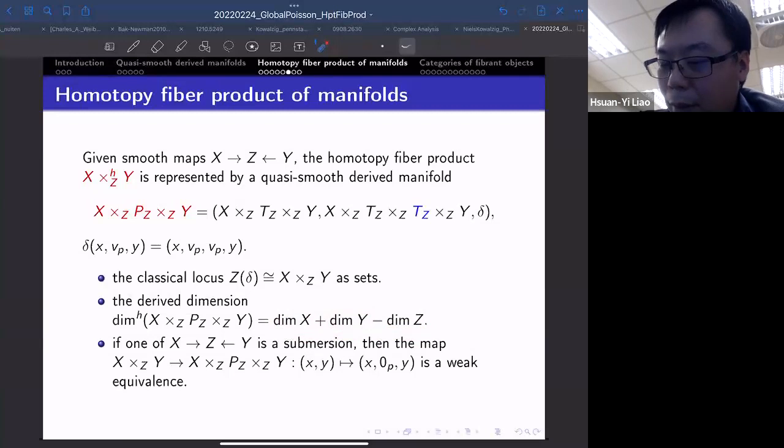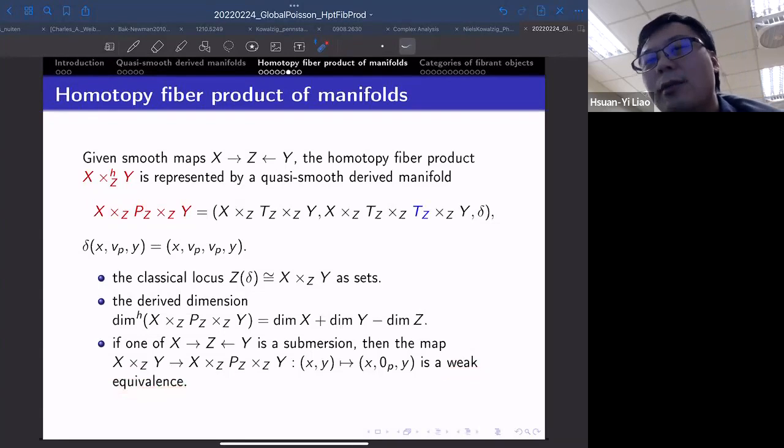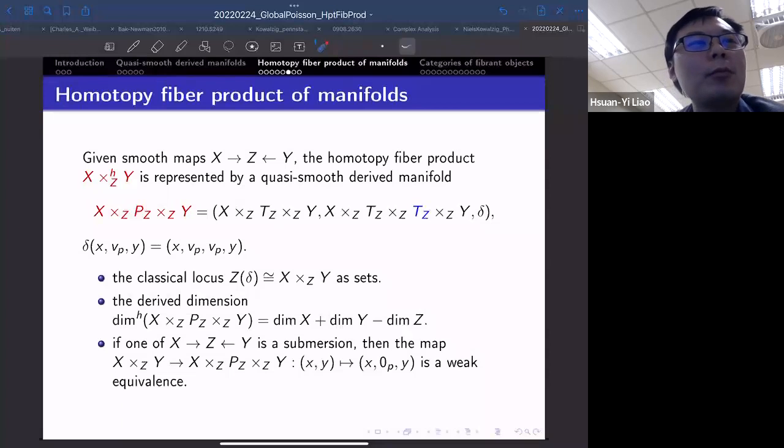By good case, I mean what I just wrote here. Suppose one of the maps is already a submersion, then the fiber product is a manifold. And then we have an inclusion map from this fiber product to the homotopy fiber product I constructed. And if this is a submersion, then this map is a weak equivalence. So in the good case, this is the same as the classical fiber product.